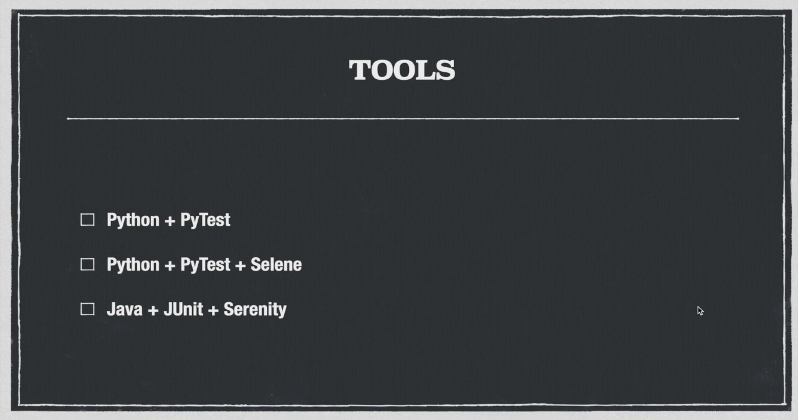So the tools that we are going to compare are Python plus PyTest, Python plus PyTest plus Selen module, and Java plus JUnit plus Serenity framework. Why these tools? This is mostly because of my personal technical stack that I'm working with, which I'm familiar with. I'm mostly working with Python and JVM languages. PyTest is a de facto industrial standard for Python, and a combination of Java plus JUnit plus Serenity was actually suggested by the customer.